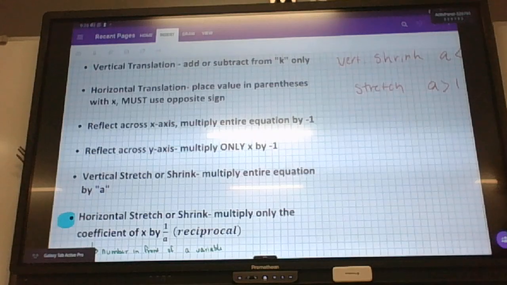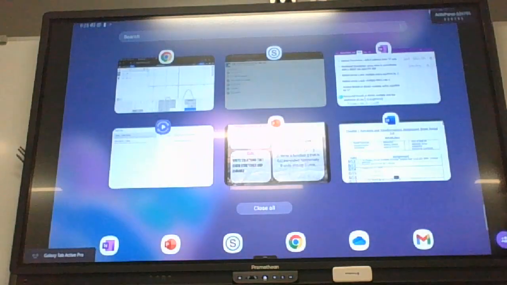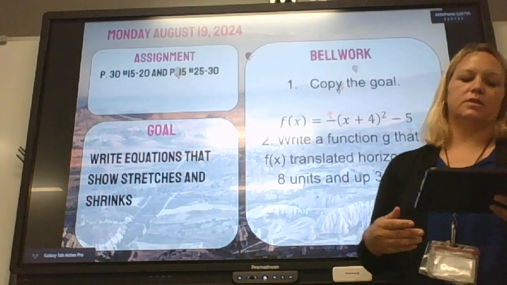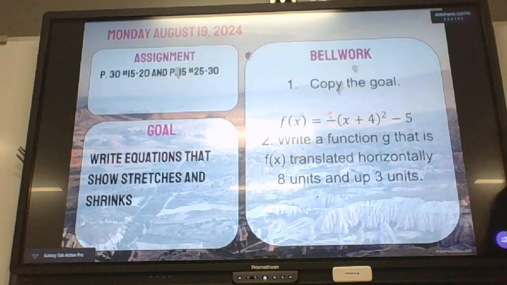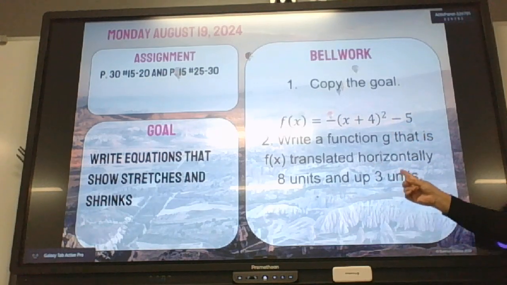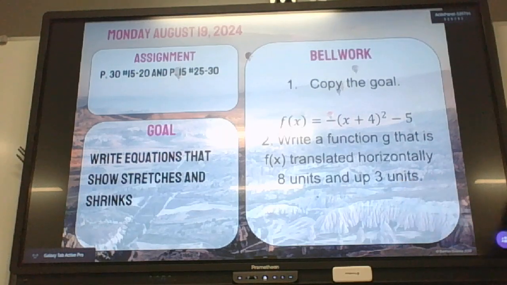Alrighty, our goal today is to work more with stretches and shrinks. There's been a lot of vertical and horizontal translations, I think even reflections, but not many stretches and shrinks, so we'll work on that. Alright, we need to write a function g that is this function f of x translated horizontally 8 units and up 3 units.